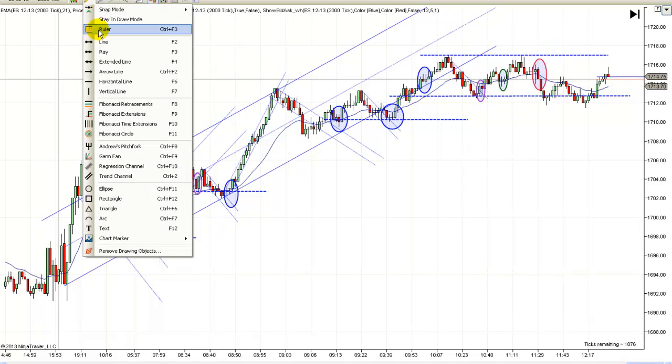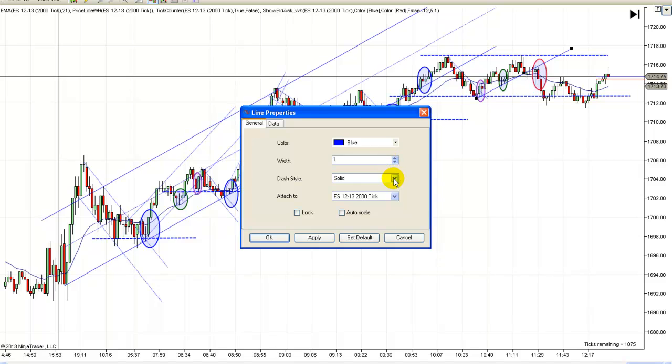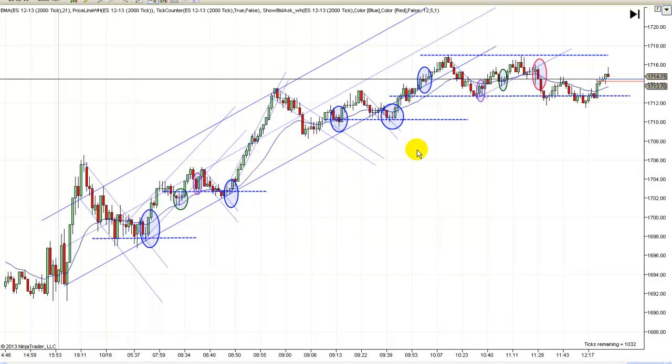I don't have this line on here. I'm going to put it on real quick before I forget about it. Sometimes people have a hard time drawing these lines. That's one of the things I'm going to talk about because I discovered something today.